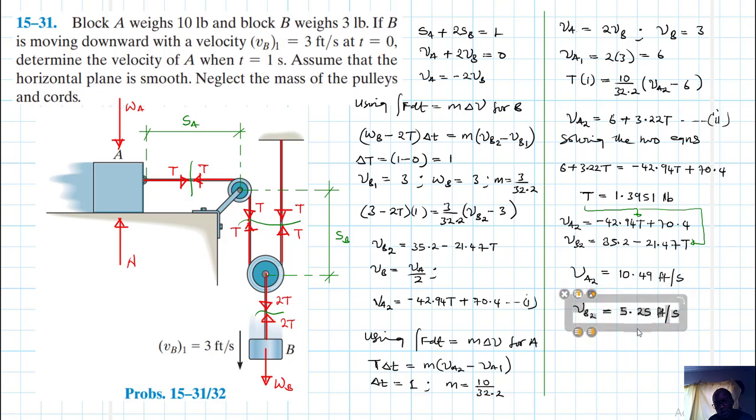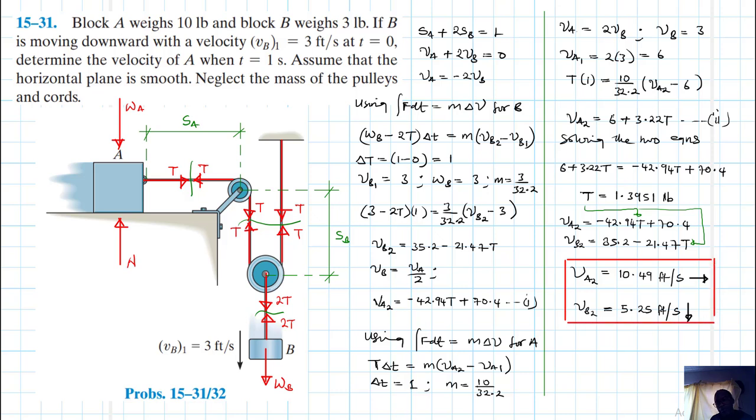Let's just show the directions here. So this one is in this direction like so, this one is in this direction like so, and then this one is in this direction like so. Right, I think this is about it. We have found the velocity of A at t equal to 1 second.